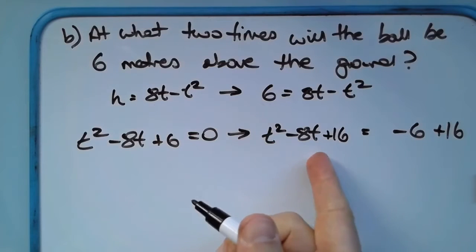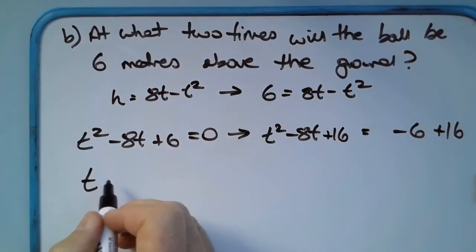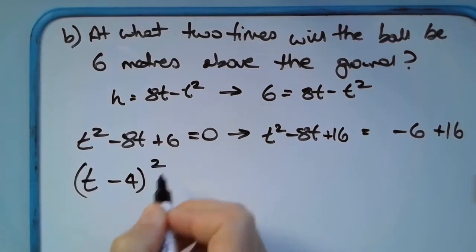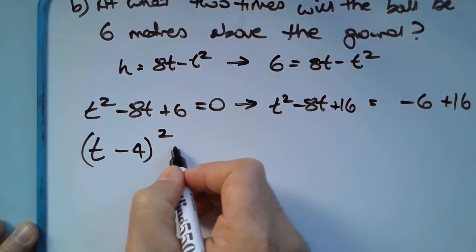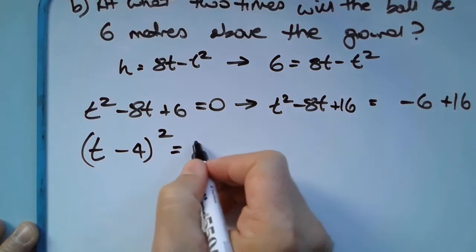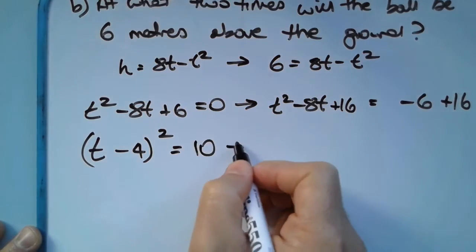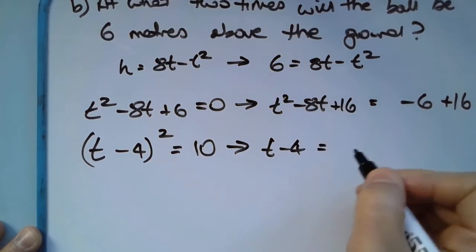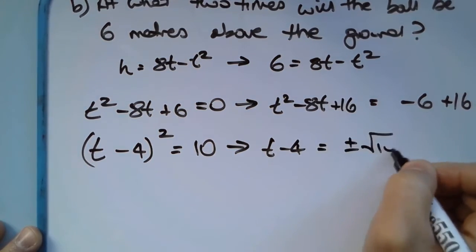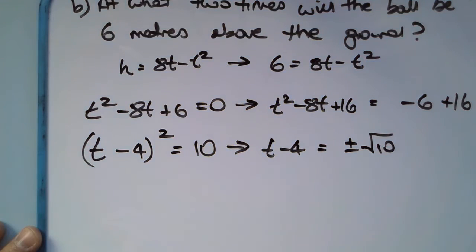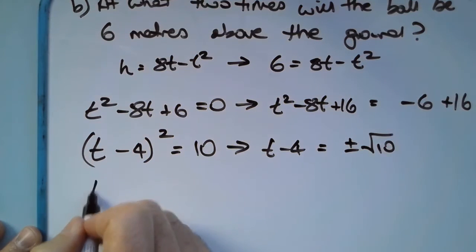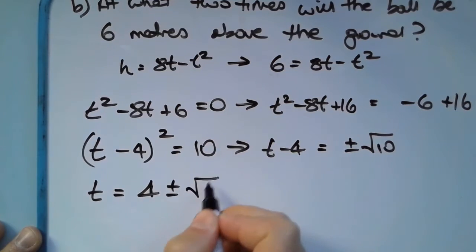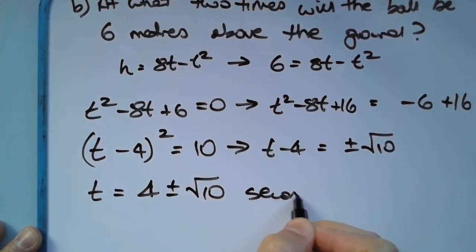So t squared minus 8t plus 16 can be represented as a perfect square: t minus 4 squared is equal to negative 6 plus 16, which is 10. Now we'll take the square root of both sides, so t minus 4 is equal to plus or minus the square root of 10. Then we add 4 to both sides to make t the subject. So t is equal to 4 plus or minus the square root of 10 seconds.